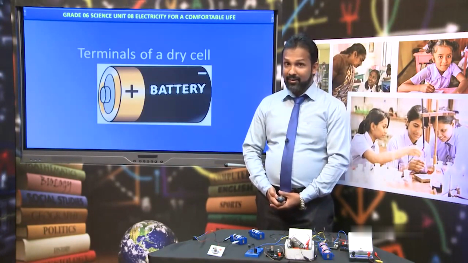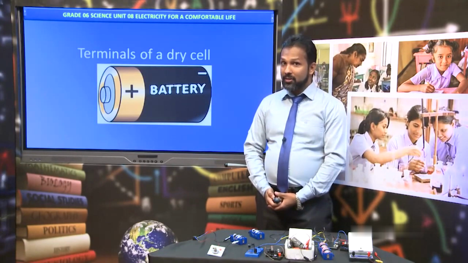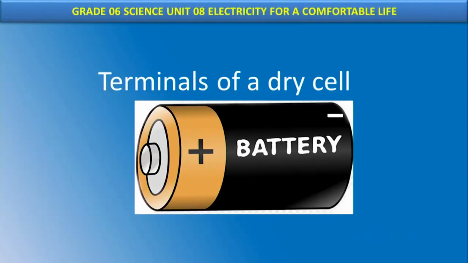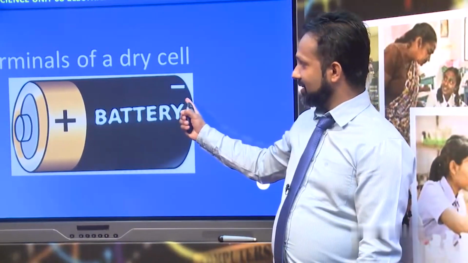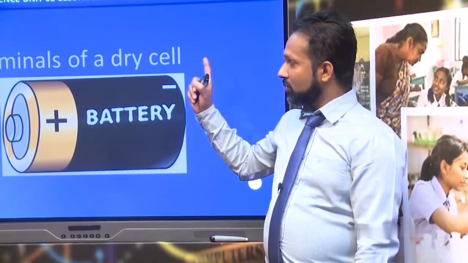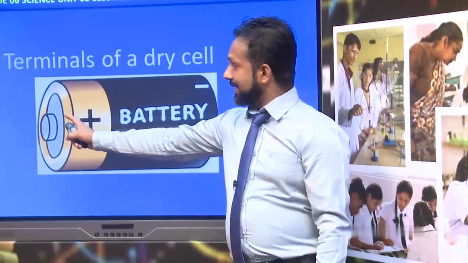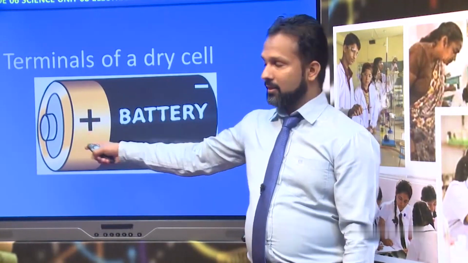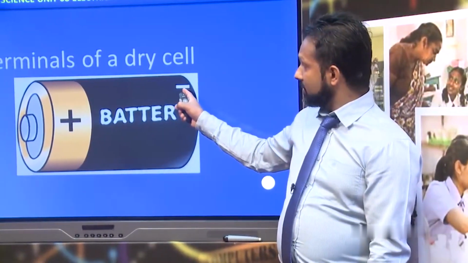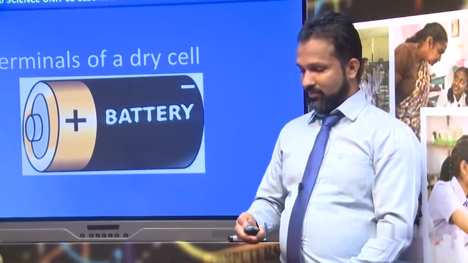Then you can watch the main parts of the dry cell. The dry cell consists of a positive terminal and also a negative terminal. You have seen the metal cap is at the positive terminal, and the negative terminal is at the other side.